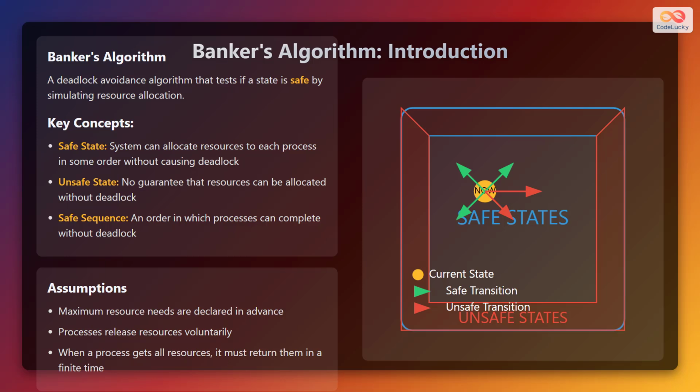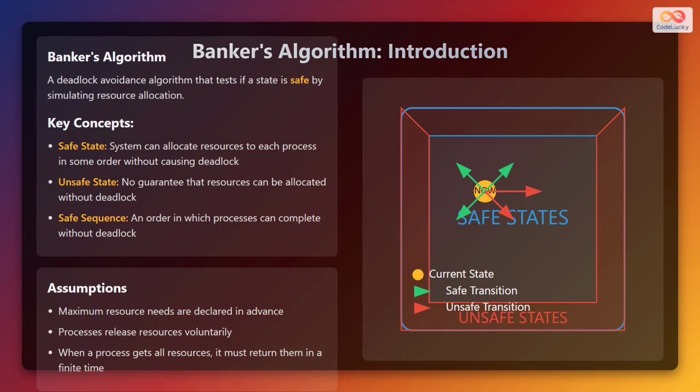Let's delve into the banker's algorithm. This is a deadlock avoidance algorithm that tests if a state is safe by simulating resource allocation. Key concepts include a safe state, where the system can allocate resources to each process in some order without causing a deadlock; an unsafe state, where there is no guarantee that resources can be allocated without a deadlock; and a safe sequence, which is an order in which processes can complete without causing a deadlock.